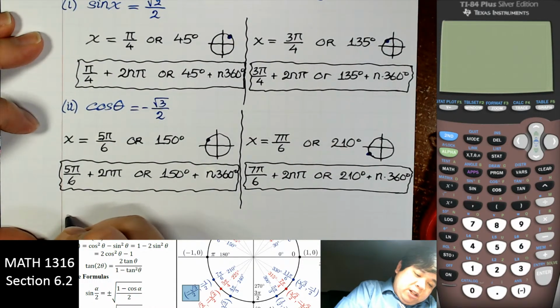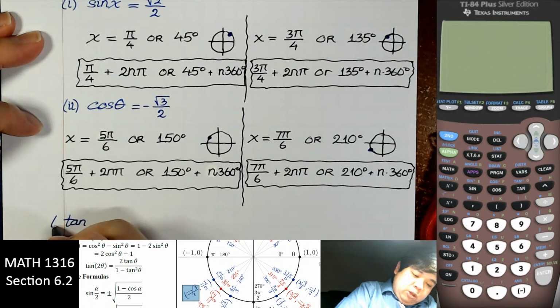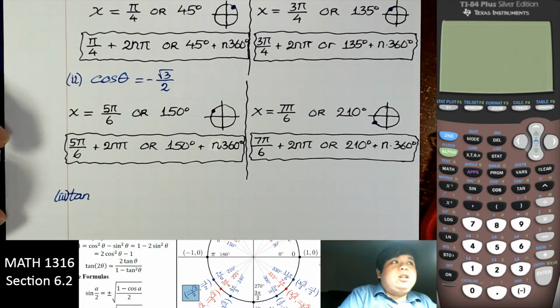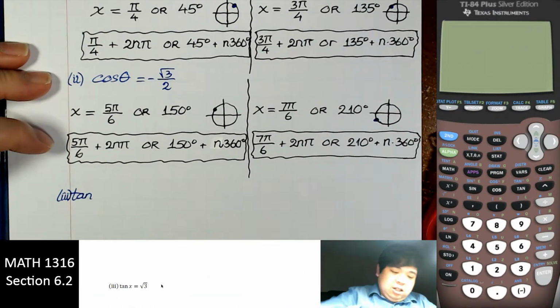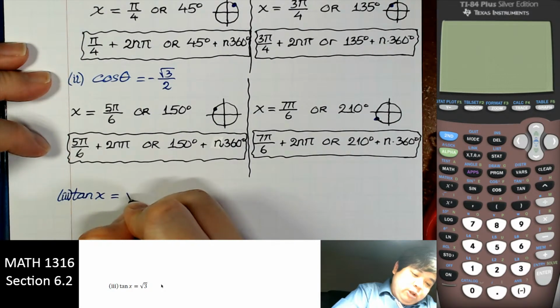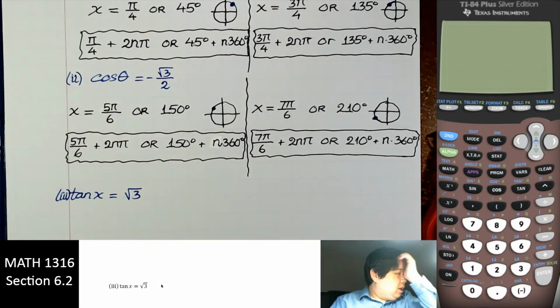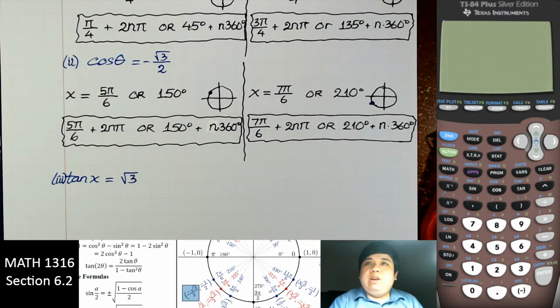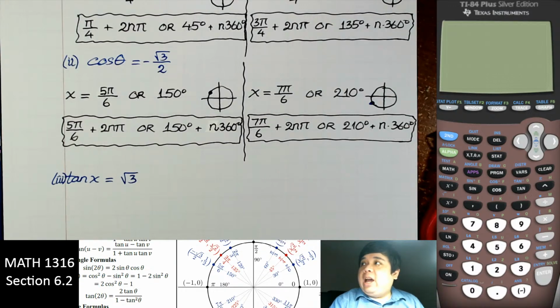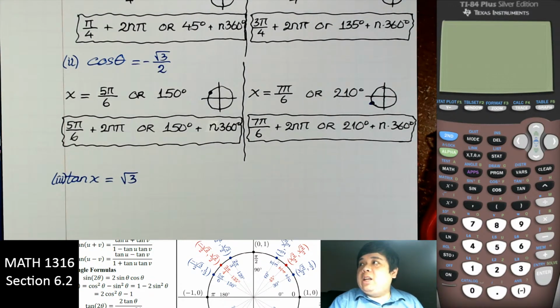Next, we have tangent. Number 3, tangent of x equals square root of 3. Now, tangent problems are slightly more difficult. Tangent is y over x, or sine over cosine. If we take y over x, square root of 3 over 2 divided by 1/2, this will be square root of 3.